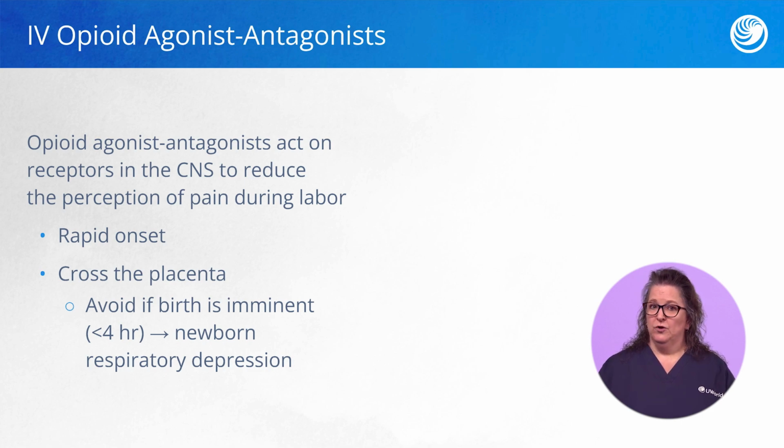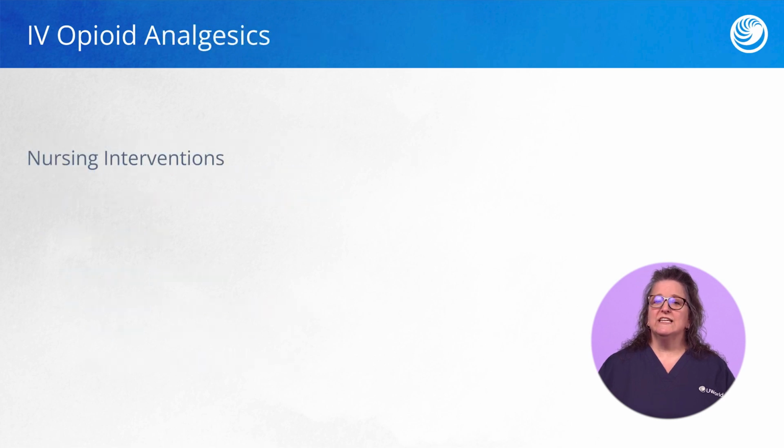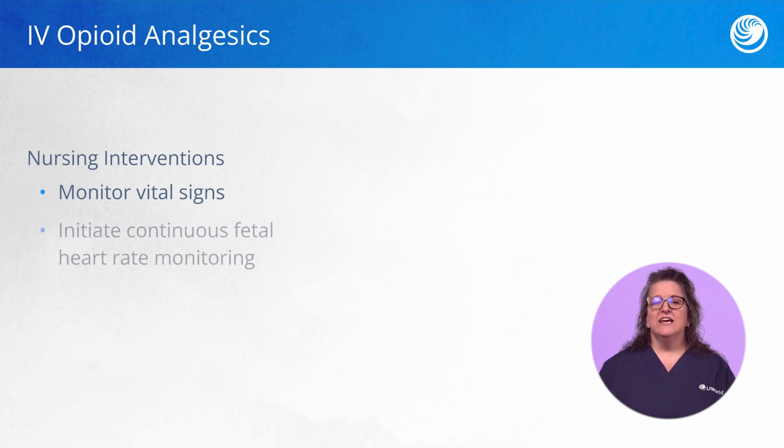Nursing interventions with IV opioid analgesics. Monitor vital signs, watching for respiratory depression, and also the blood pressure to ensure the placenta is being properly perfused and then the fetus is too. Initiate continuous fetal heart monitoring, watching variability.